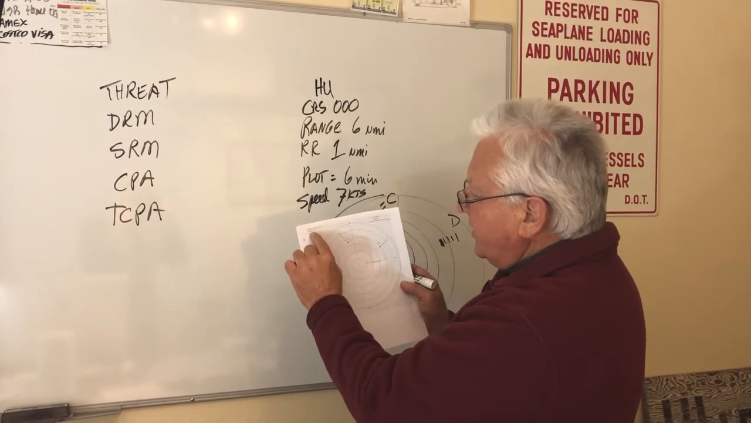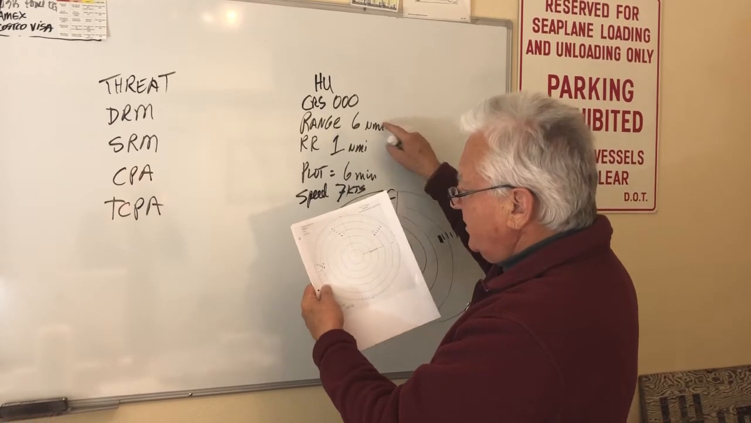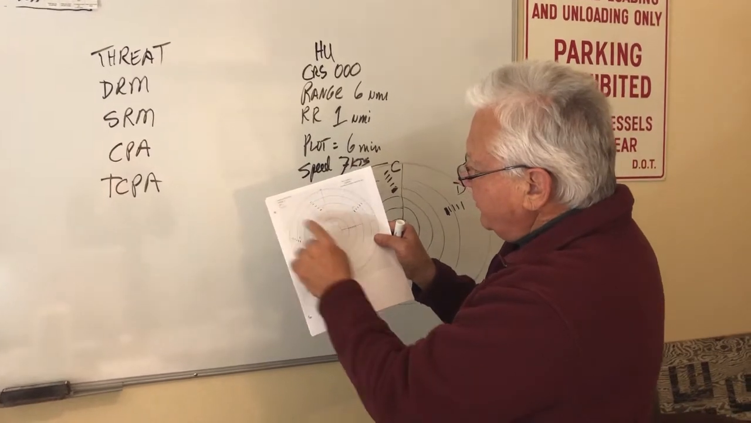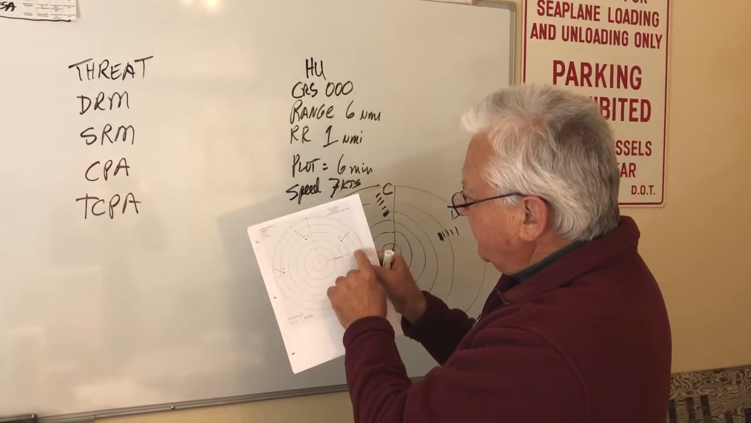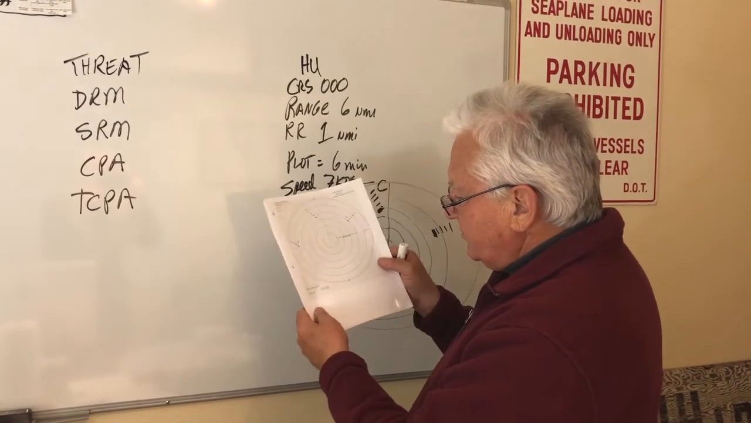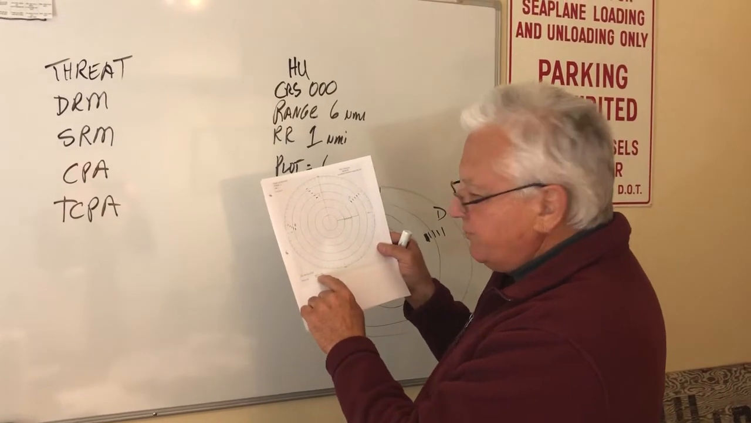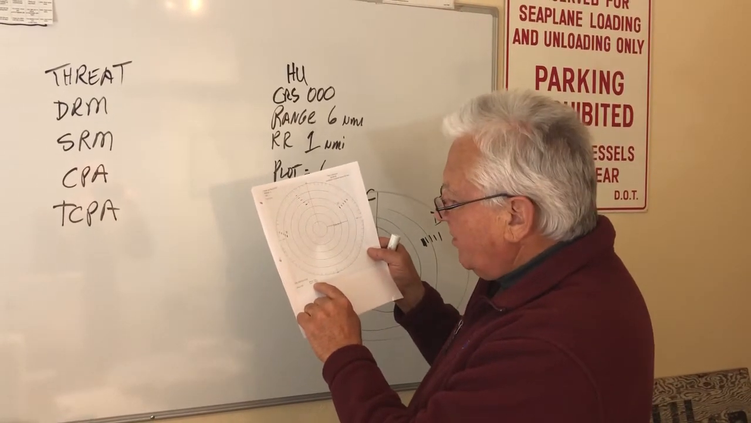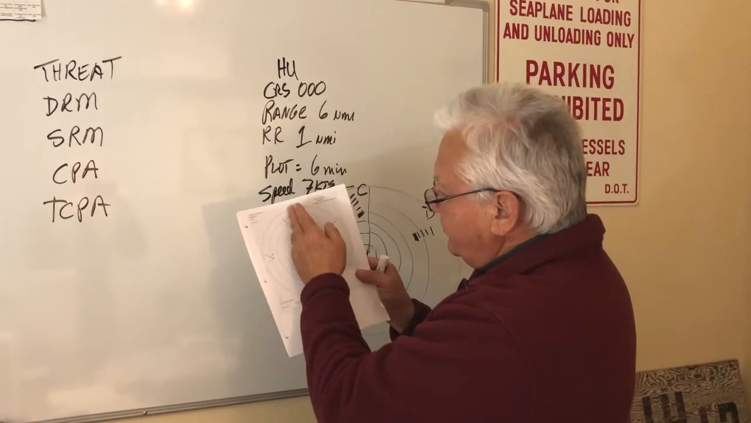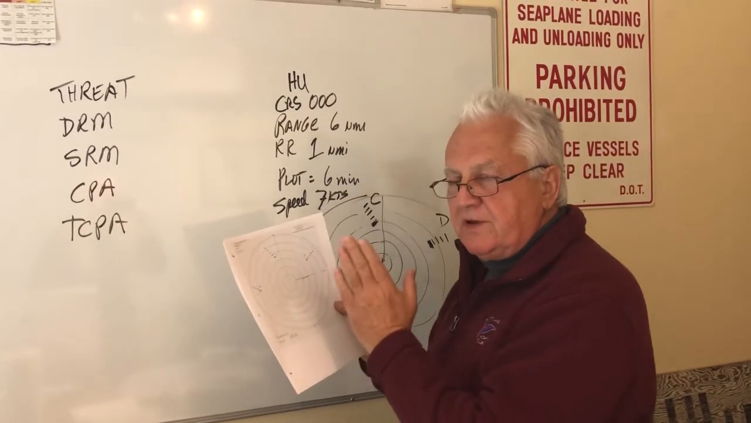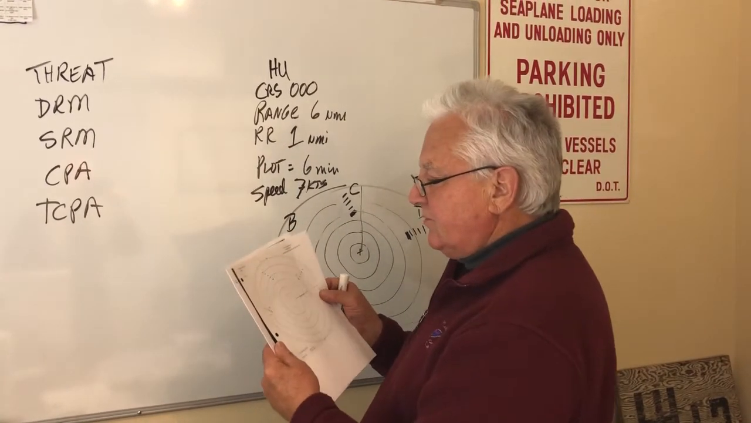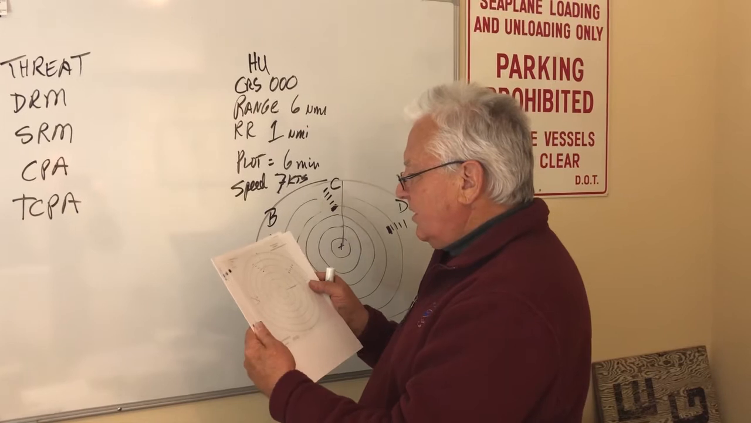It says here range is 6 miles, 6 nautical miles. That's from here to here is 6 miles with 1 mile range rings. So we have 1, 2, 3, 4, 5, 6 miles of range rings. We also know down here in the fine print, our speed is 7 knots and our course is exactly true north. So 000 is the top and our boat is going exactly to true north. And that's convenient for us because there's some additional math step that we do not have to accomplish here.